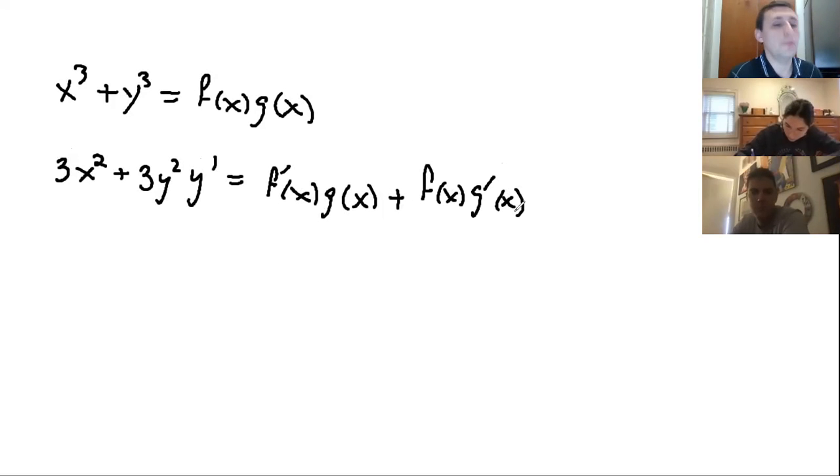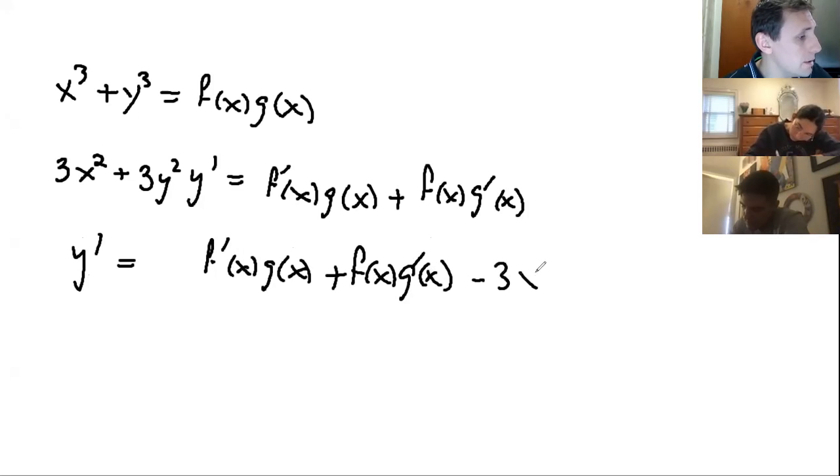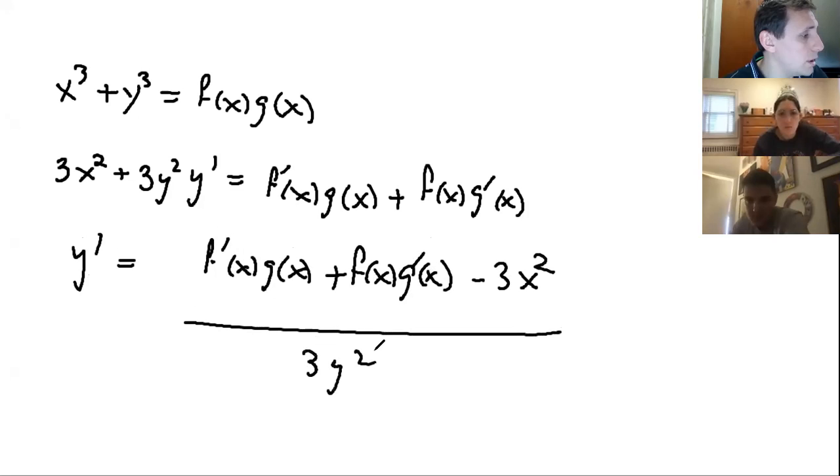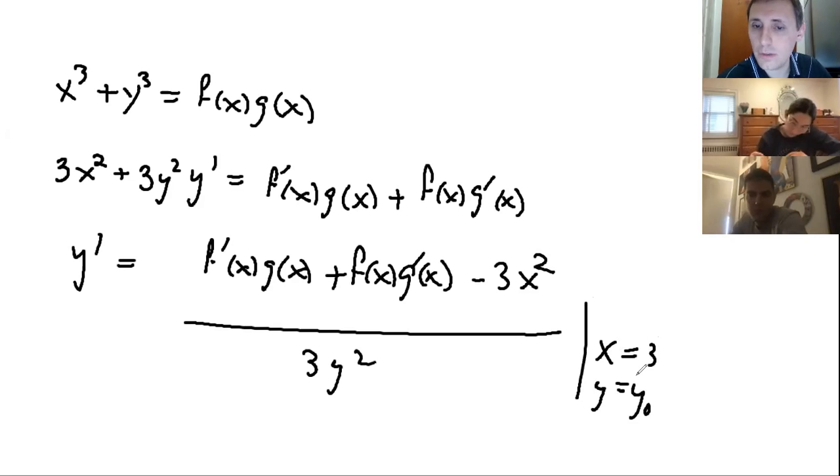And now what we have is, we need to solve for y prime. So y prime is equal to f prime(x)g(x) plus f(x)g prime(x) minus 3x squared, divided by 3y squared. Agreed? That's the derivative, and we're interested at some point x equal to 3. Right, so it's x equal to 3, which means y equal to, I do not know by this information because I do not have x equal to 3, I cannot solve it. Y equal to y0, right?